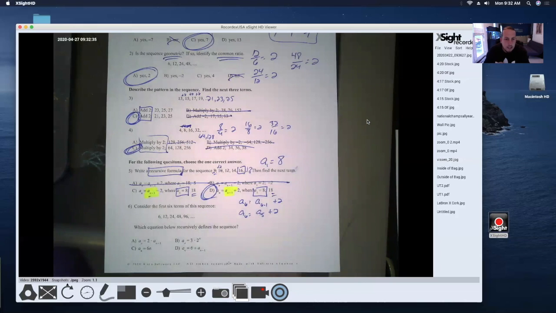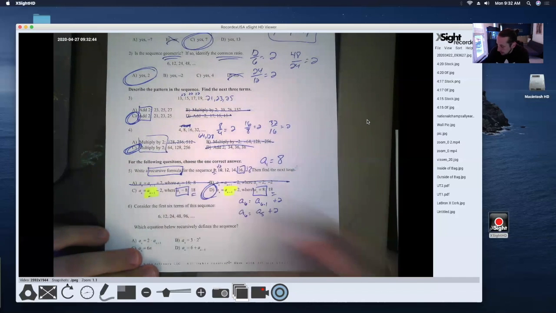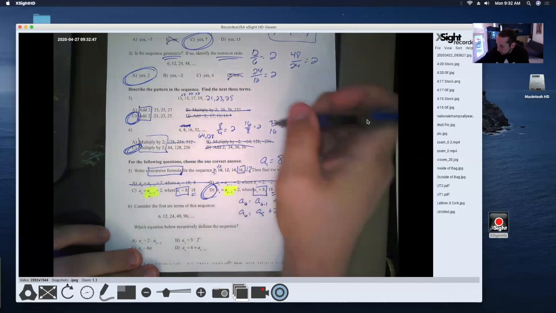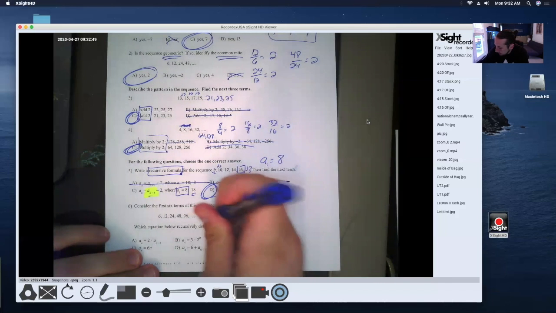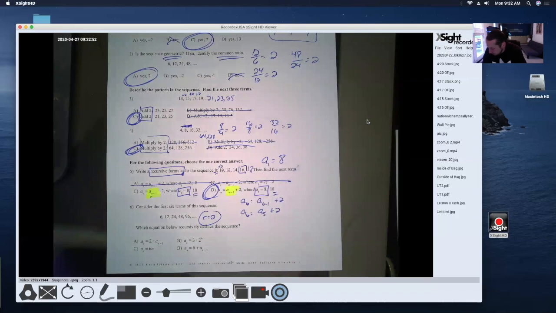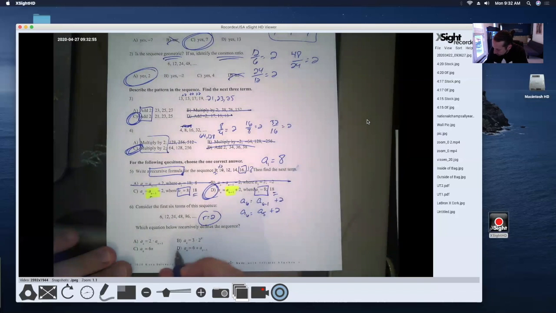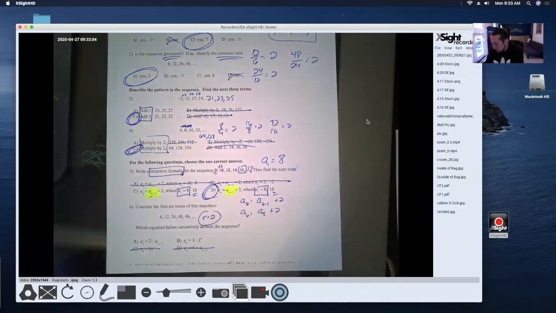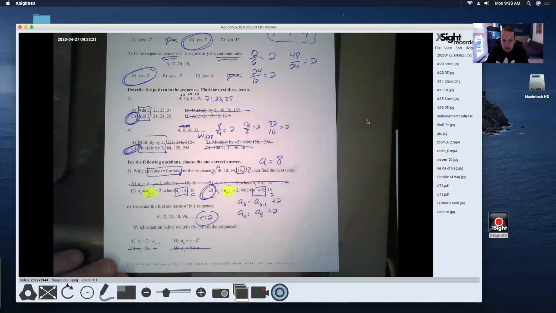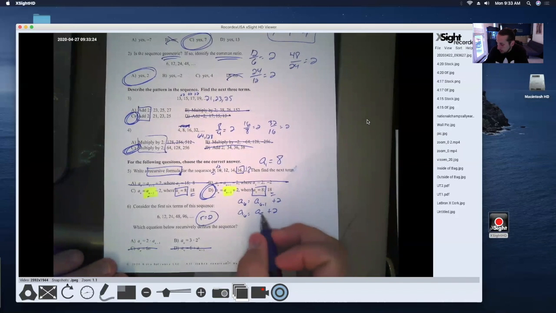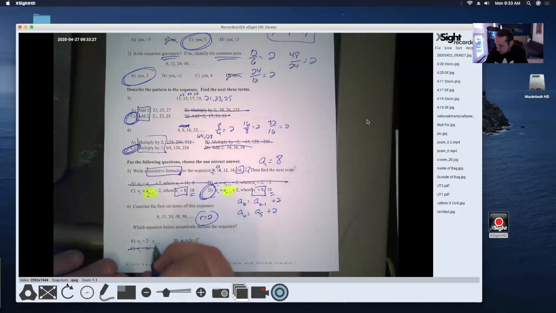And number 6, consider the first 6 terms of the sequence. Which equation below recursively defines the sequence? This is the same thing. You're trying to figure out how to get to the next term. You can go through the same process we did before, but you can see every time you're multiplying by 2. So I know my common ratio is r equals 2. Crossing this one out, that's adding, that's arithmetic. 6 times n, that's not going to work either. I know it's r = 2, so one of these has to be a 2. Remember, from number 5, we said a sub n minus 1 is the term before. So it's probably going to be this one, the term before times 2. But let's go through and check this just to make sure.